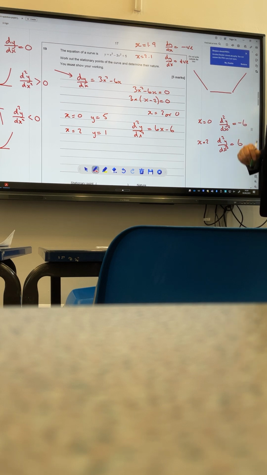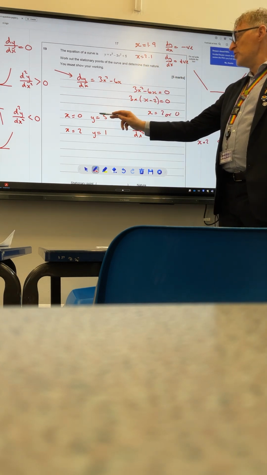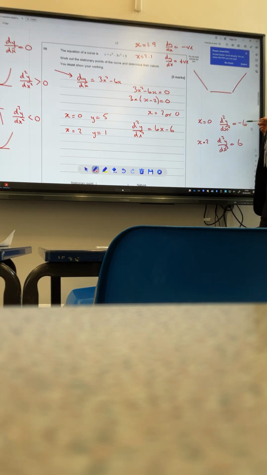Now that's more likely to happen on a calculator paper. Because doing 1.9 and everything, not on a non-calculator. So I think if you're going to get it on non-calculator, you're going to get nice numbers where you can easily go, oh, yes, that's a minimum, that's a maximum. Yeah, maximum, minimum.